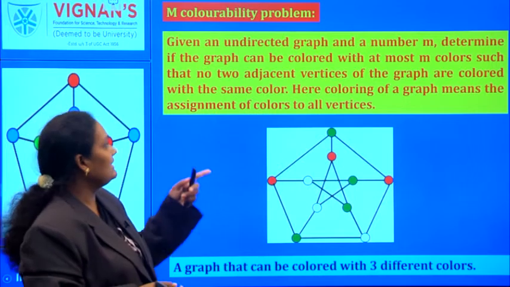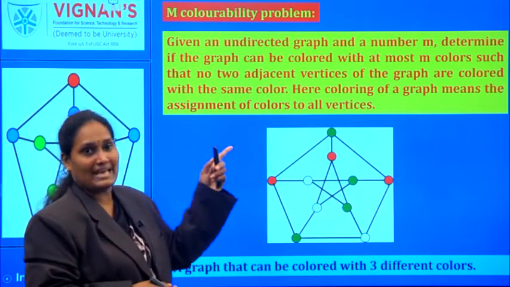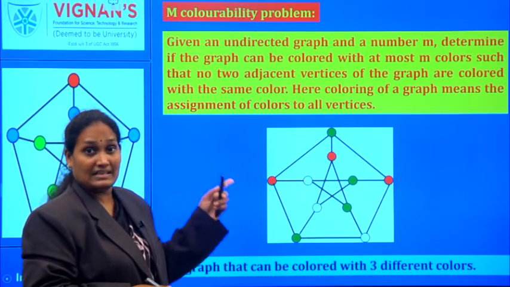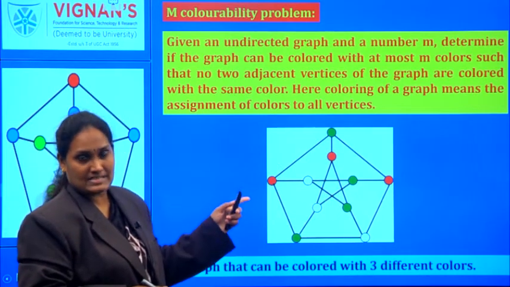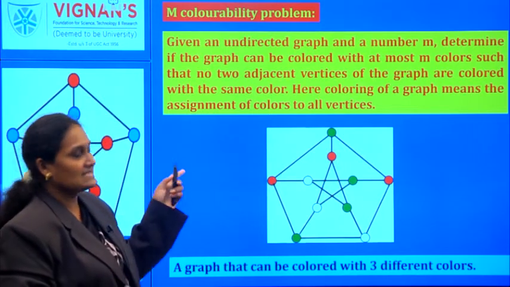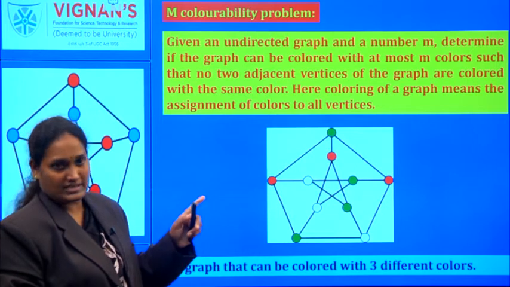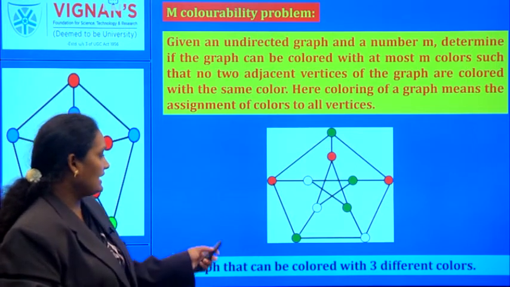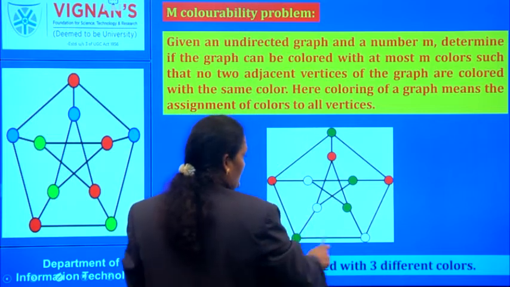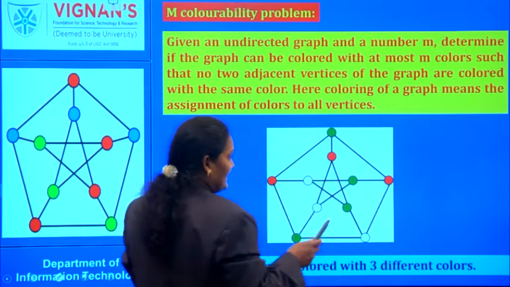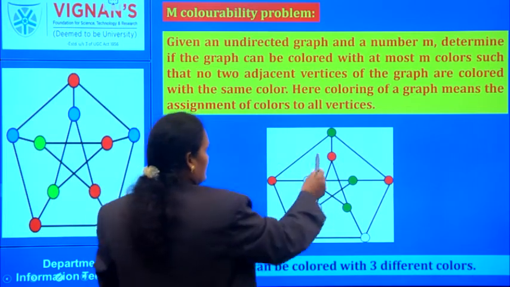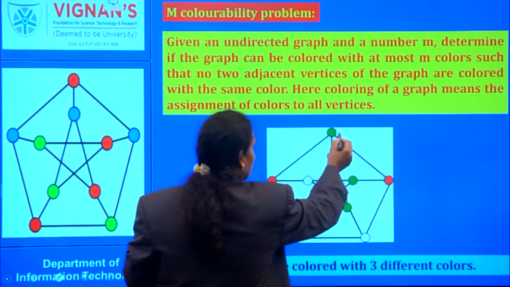We need to find whether I can color the graph with at most m colors or not, in such a way that no two adjacent vertices have the same color. Here, coloring of a graph means assignment of colors to all the vertices. Now, let us see this graph. If you observe this graph, we can color it with a maximum of 3 colors. Let us see. Here, green is one color.